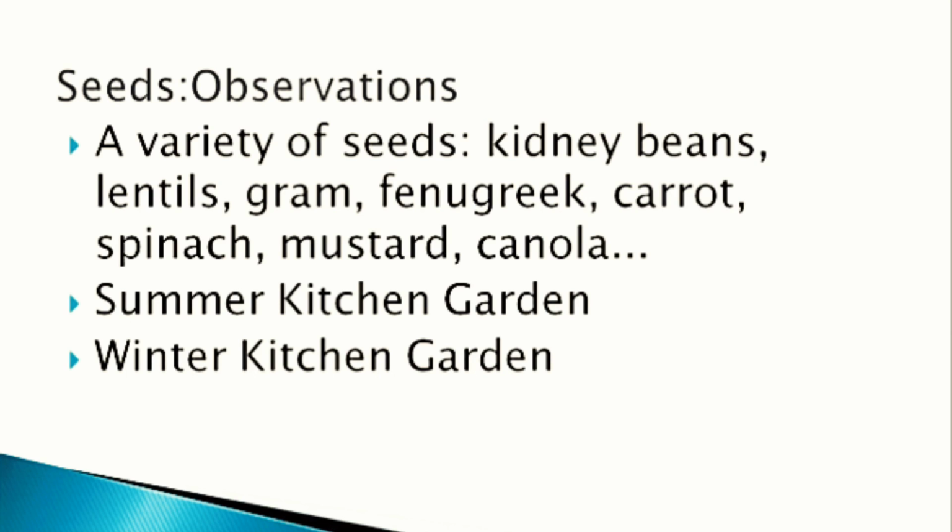This is an example of seed observation. You can start a summer kitchen garden or a winter kitchen garden in your school, wherein you can sow a variety of seeds, for example, kidney beans, lentil, gram, fenugreek, carrot, spinach, mustard, canola and many others. Before sowing, you can ask children to observe those seeds carefully. What do you think they will observe?